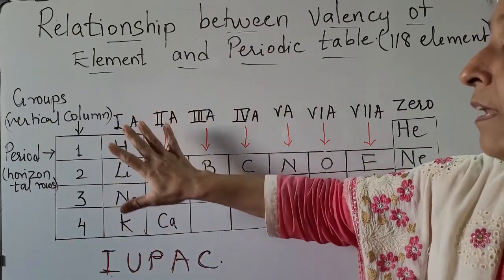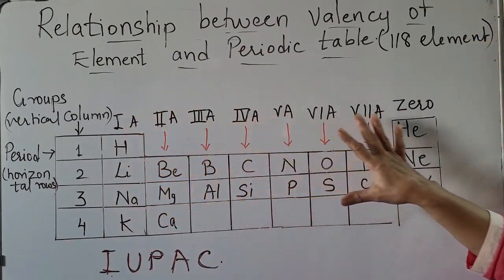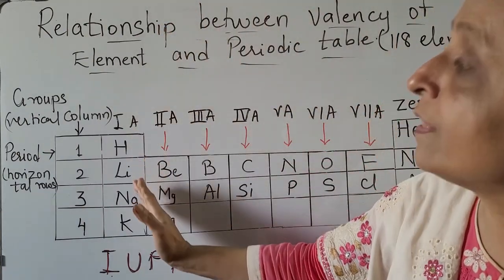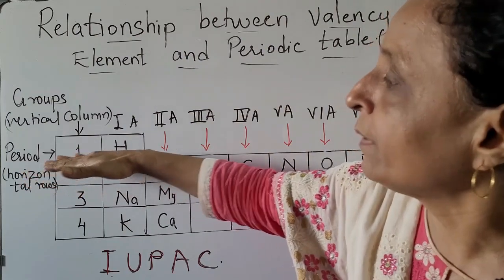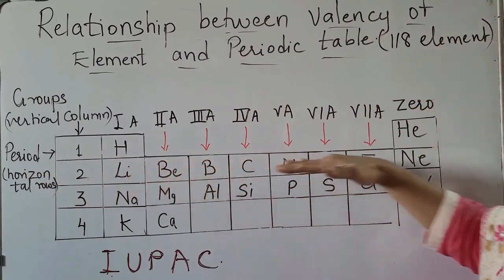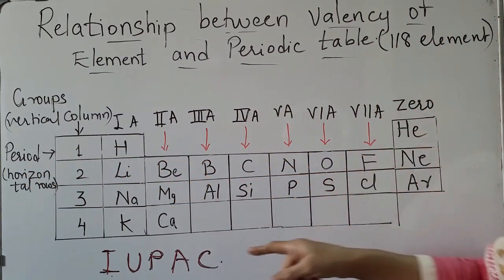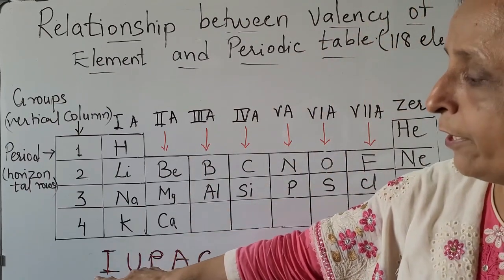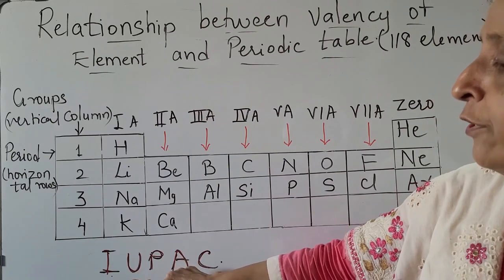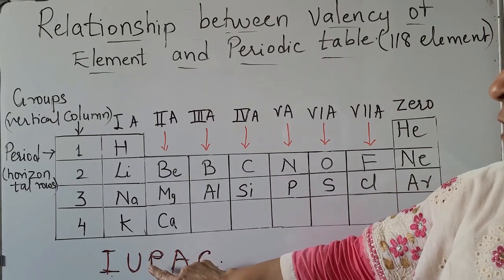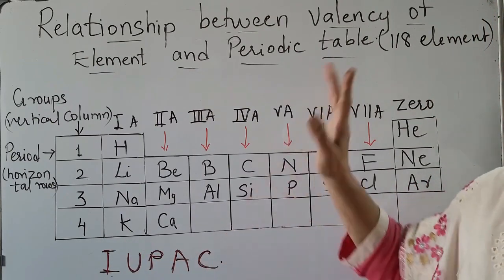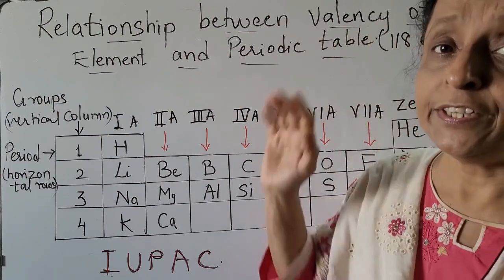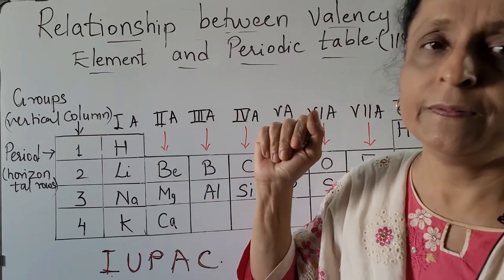So here the elements are arranged accordingly in the vertical columns, that is groups, and the horizontal rows, that is periods. There are 118 elements, according to the International Union of Pure and Applied Chemistry. So this is how the elements are arranged in the periodic table.